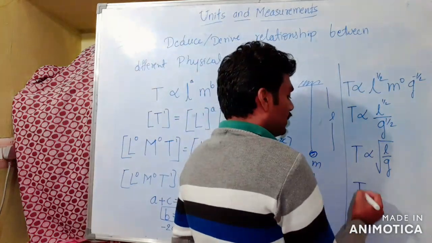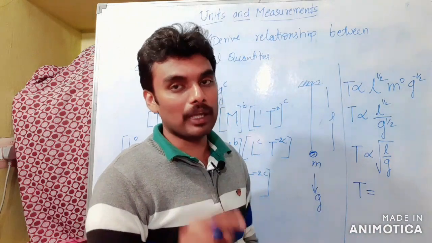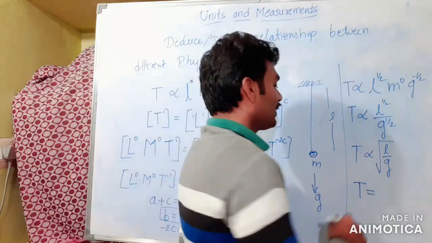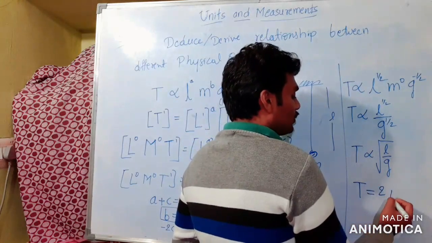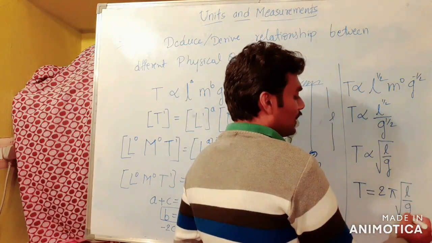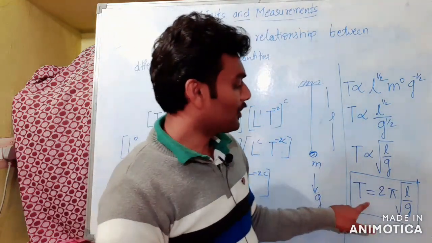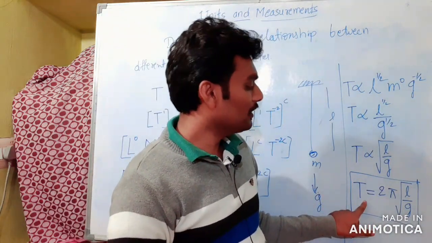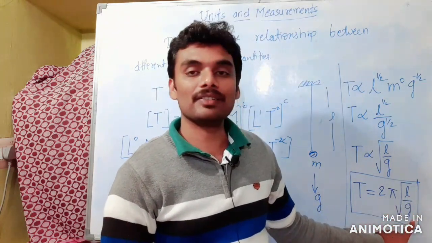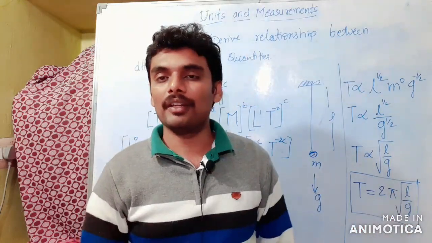So then after introducing the constant, the constant that I'm going to introduce here is going to be 2 pi. Okay, and this constant can be obtained after experiments. That's fine. So now t is equal to 2 pi, which is the dimensionless constant, into under root of L by G. Okay, so this is the expression of t expressed in terms of length of the pendulum and acceleration due to gravity. Final expression is t is equal to 2 pi root of L by G.